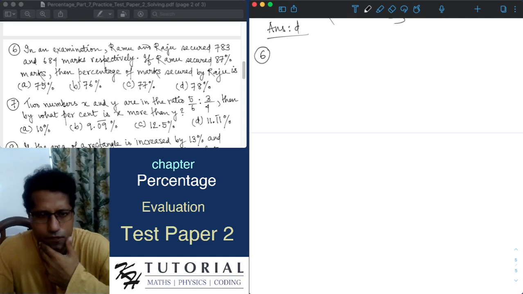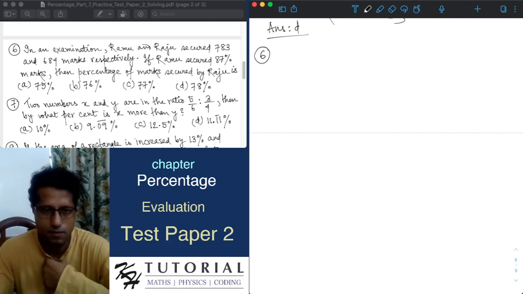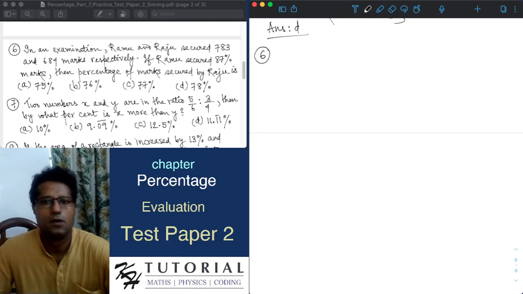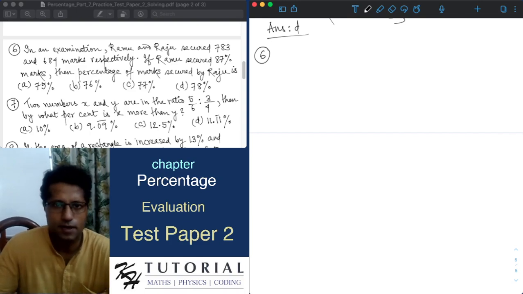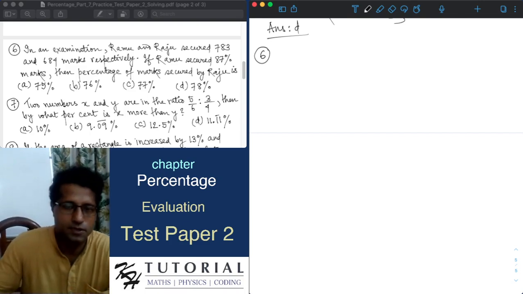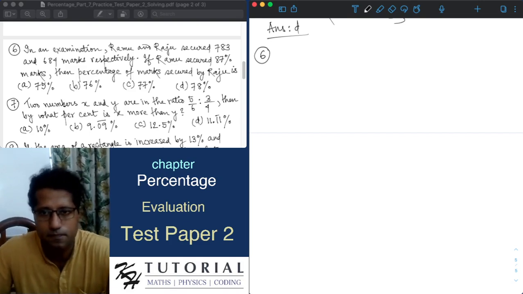Now, definitely, these marks obtained by Ramu and Raju are obtained out of some maximum marks. And the percentages of their marks are based on that maximum marks. So if Ramu's actual mark is given as 783 and it is also given what percentage that is of the maximum marks, then we can easily find out the maximum marks. So let the max marks be X.